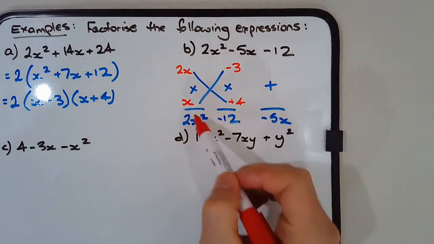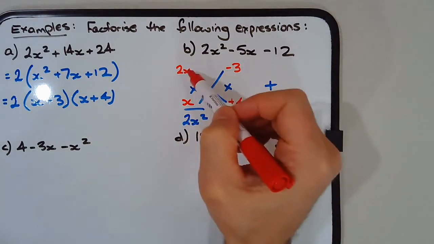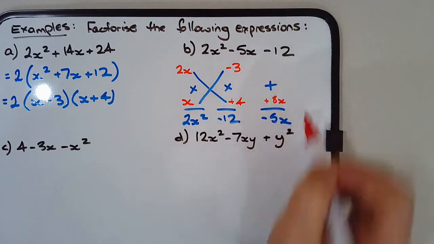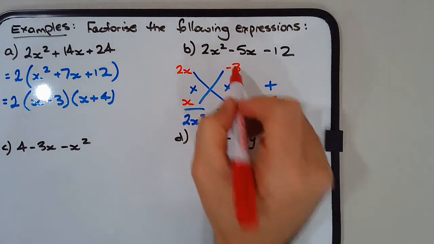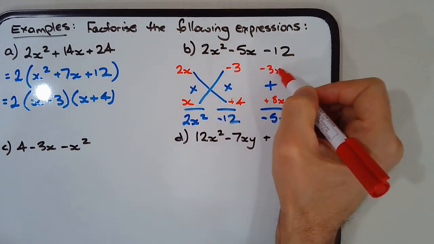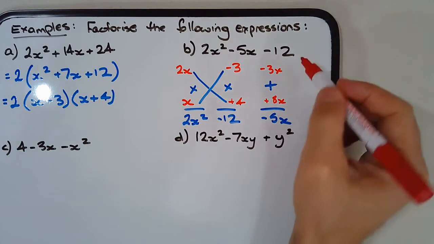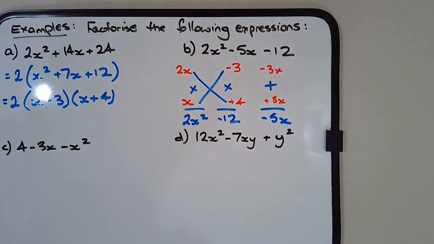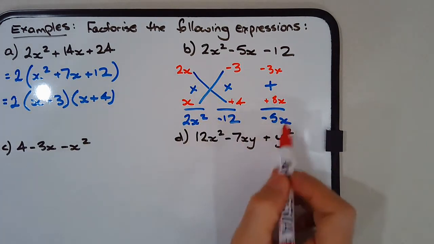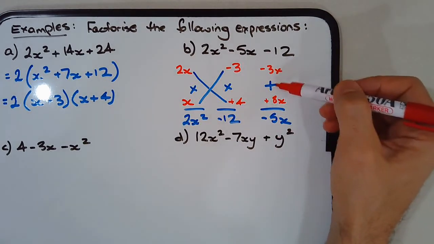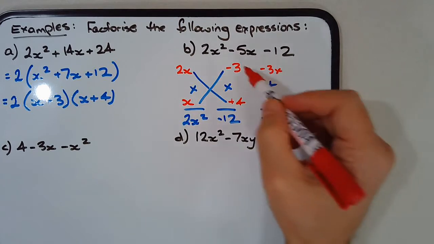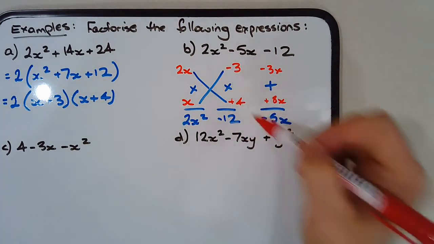Then what we do is multiply along the large x. So 2x times positive 4 is positive 8x. X multiplied by negative 3 is negative 3x. The reason we do this is it acts as a check: if the terms we've chosen were in a binomial and we multiplied them together, would you get a middle term of negative 5x? Well, negative 3x plus 8x gives positive 5x. So this is wrong. Negative 3, positive 4 is clearly wrong.